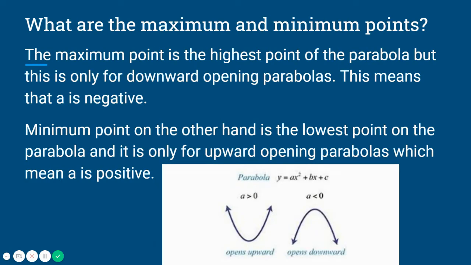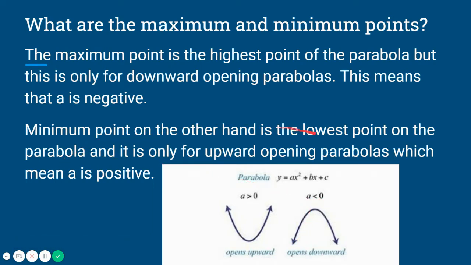All right, so what are the maximum and minimum points? The maximum point is the highest point of the parabola, but is only for downward opening parabolas. This means A is negative. So what does that mean? So this is the highest point. This is a downward opening parabola, which means this big part is facing downwards, and A is negative. So as you can see here, A has to be less than 0.